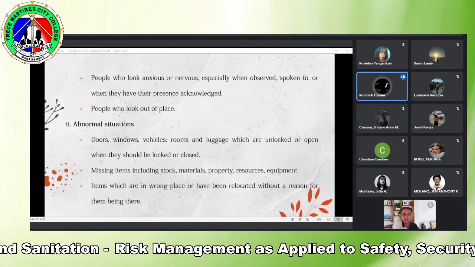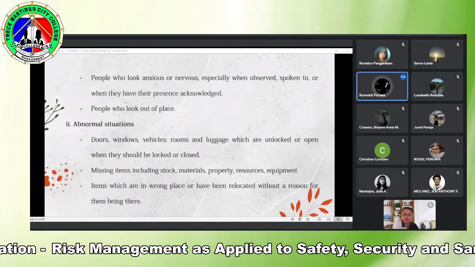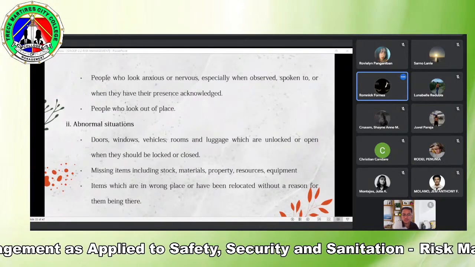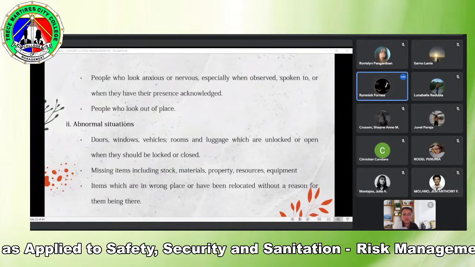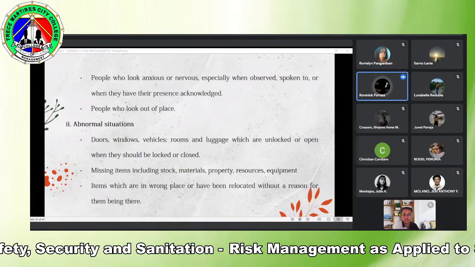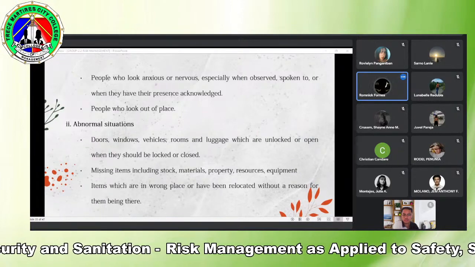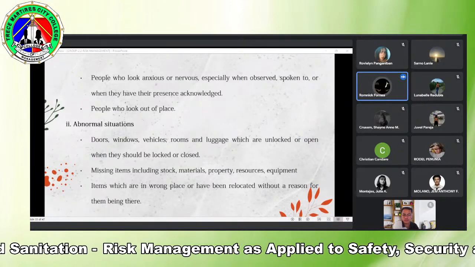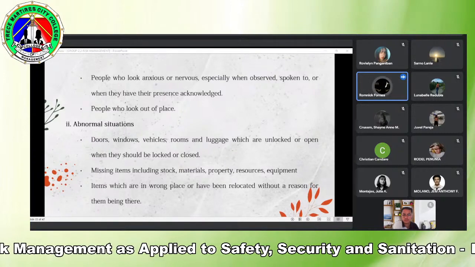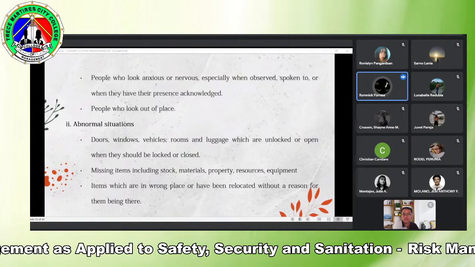Next is items which are in the wrong place or have been relocated without a reason for them being there. So ito naman is yung mga nasirang kagamitan or ari-arian. So pag may na-encounter kang ganun, dapat yung una mong gawin is tumawag ka kaagad ng tutulong sa iyo, yung mga trusted person tulad ng mga pulis.